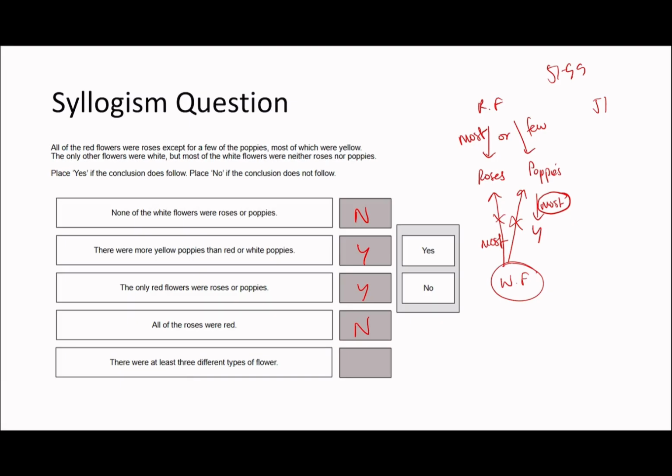Okay, there were at least 3 different types of flower. So it says you have roses, you have poppies, and it says most white flowers are neither roses or poppies, so there must be something else, so that's true. So once again, you didn't have to create a hypothetical here. It was easy enough to read off the information shown to us. Okay, cool. So let's keep going then, and on to our final example.